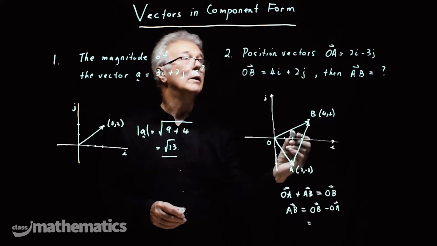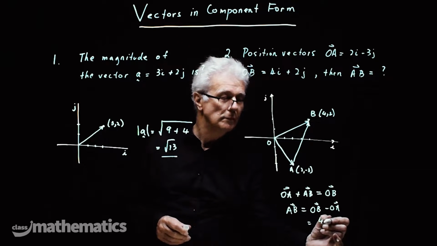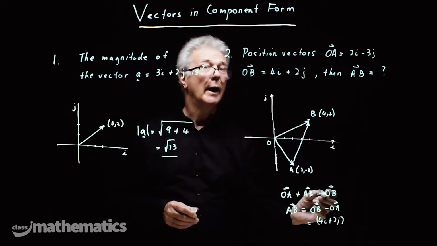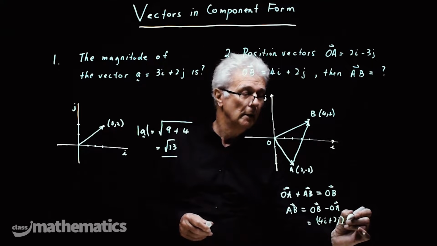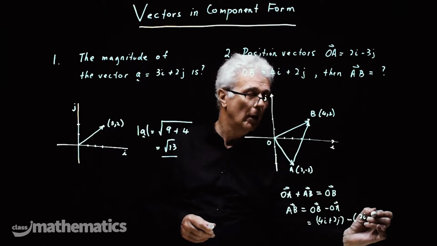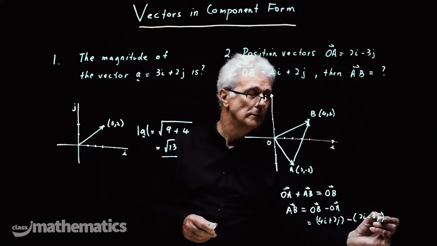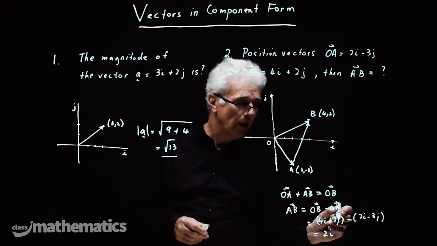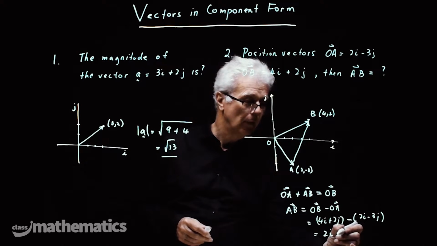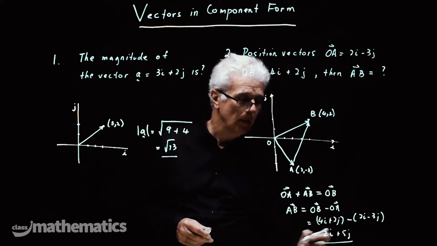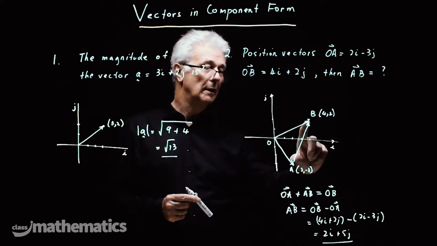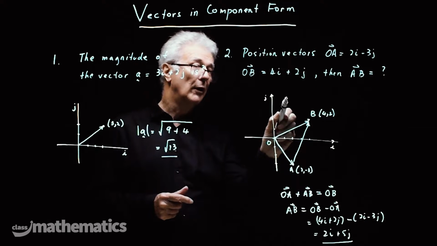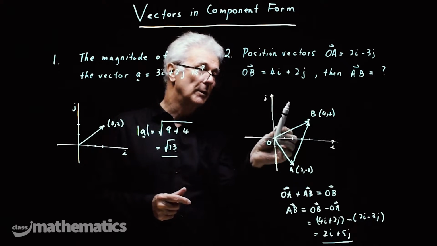Now OB we know as 4i plus 2j, and we know that OA is equal to 2i minus 3j. So subtracting that we get 2i, and 2j plus 3j is 5j, is the vector AB. Now if you took that vector AB and you moved it to here, then you would get the position vector, which should be (2, 5), which would be parallel and the same magnitude as this one.